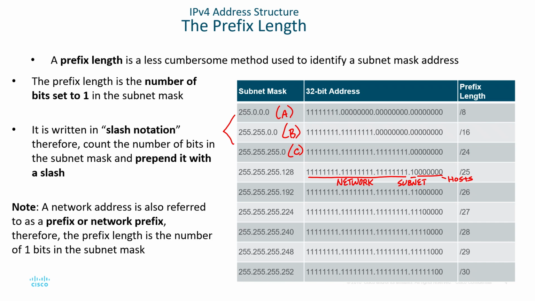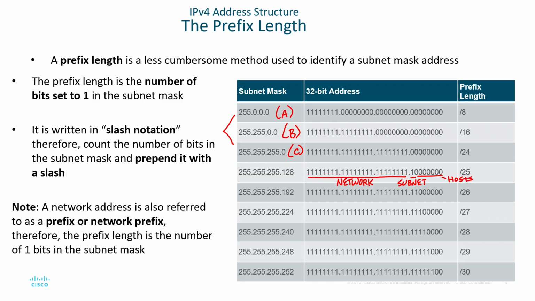And all you need to do with that, if I borrow a bit, my prefix changes. It's going to change from the default value of /24 to, in this example, /25, because now if I count the number of ones, I now have 25 ones. And that process is going to go all the way down.